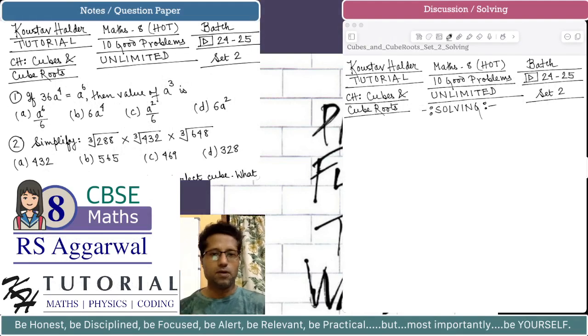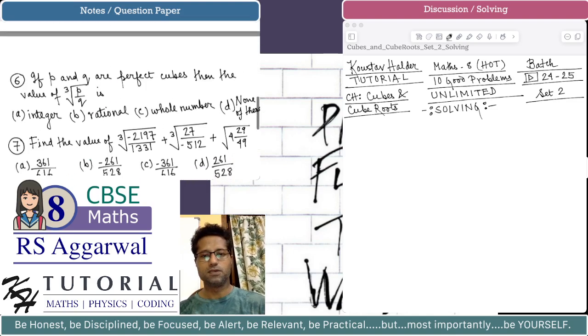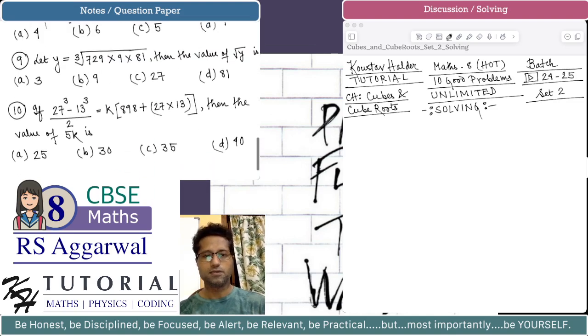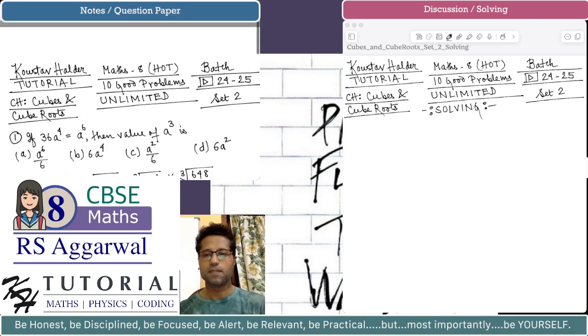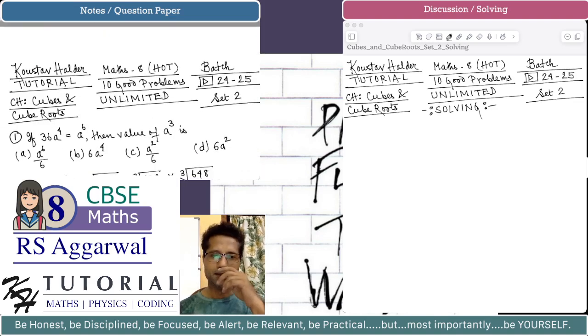Okay, so I have the 10 good problems set 2 on the left hand side, and on the right hand side I will solve the problems. There are 10 questions, all of which are MCQ. There are 4 choices and one choice will be correct. You have to select the correct choice. Ideally you should solve these 10 problems in 30 to 35 minutes if possible, and try your best to solve the problems with multiple attempts.